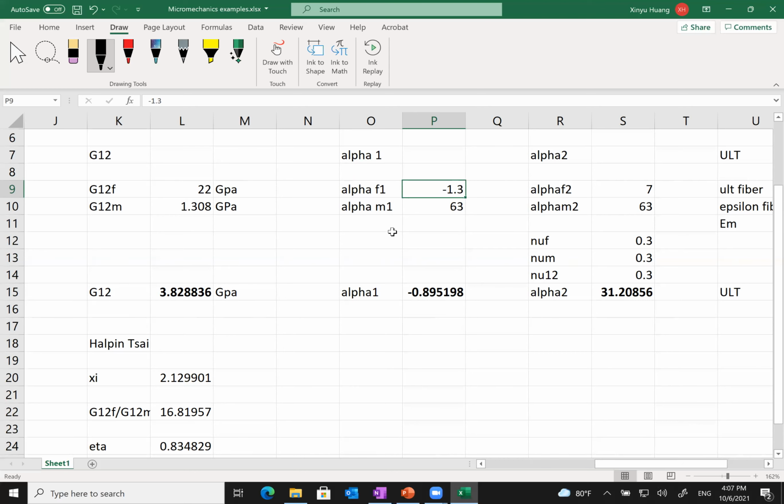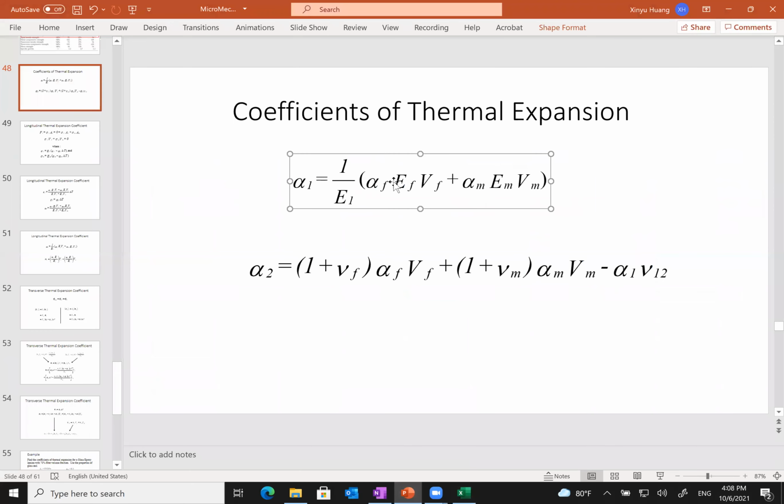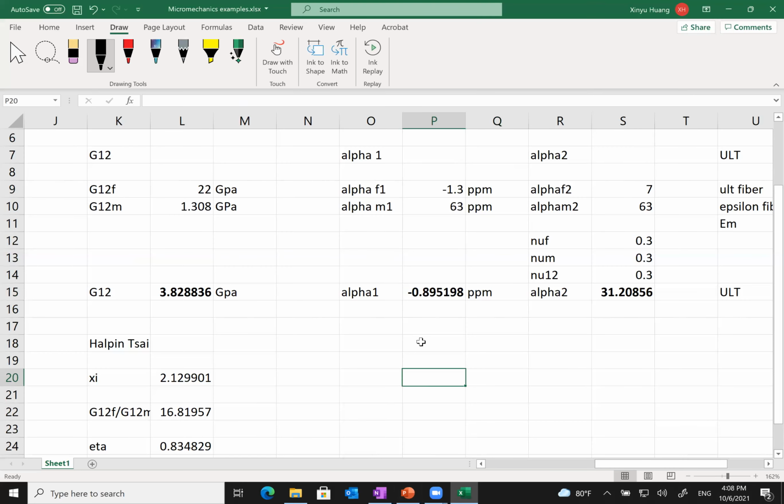Okay. And the matrix is positive. The unit I use here is 10 to the minus 6. It's ppm, parts per million, basically. And this result is also in ppm. So I basically plugged in the equation I typed into Excel, and I reference the data from the previous calculation.